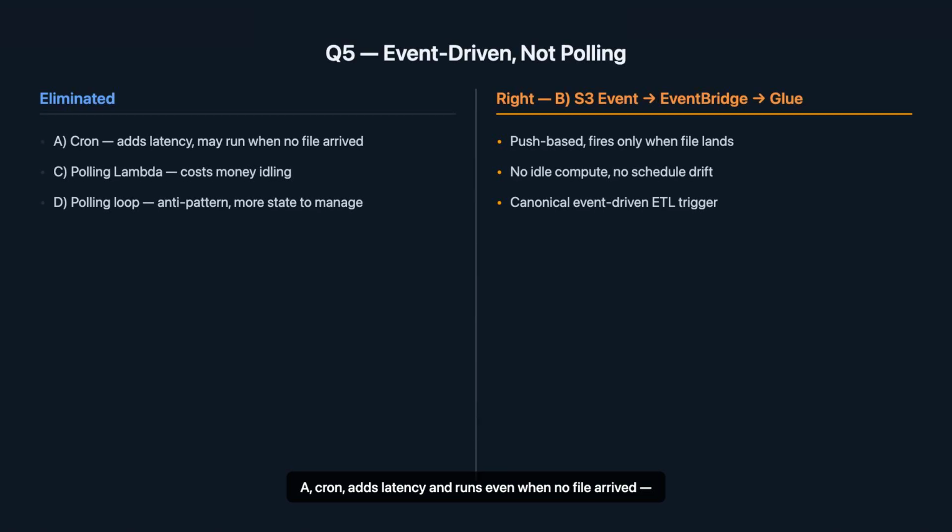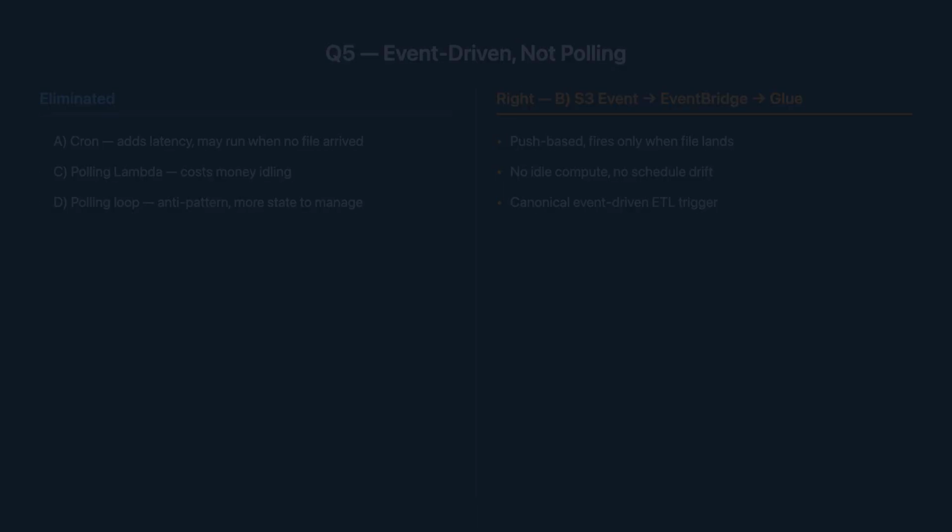A cron adds latency and runs even when no file arrived, wrong on both qualifiers. C. Polling Lambda every minute burns money idling and still adds up to a minute of latency. D. A Step Functions polling loop is an anti-pattern that adds state you don't need. That leaves B. The S3 event notification chain. It's push-based, fires only when a file actually lands, has no idle compute, and is the canonical event-driven ETL trigger on Amazon Web Services. Whenever you see polling on a least overhead question, it's almost always the wrong answer.